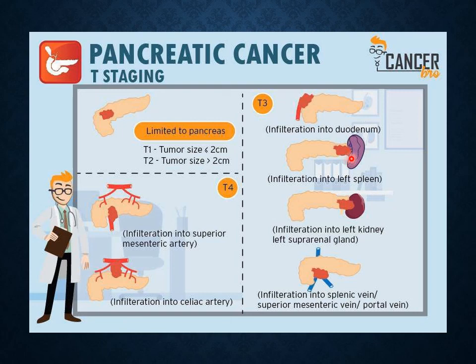Infiltration into the kidney is also considered T3, the hilum or part of the kidney, and infiltration into the splenic vein is also considered T3. So T3 is local infiltration of the tumor into the adjacent organs: the spleen, duodenum, kidney and the splenic vein.